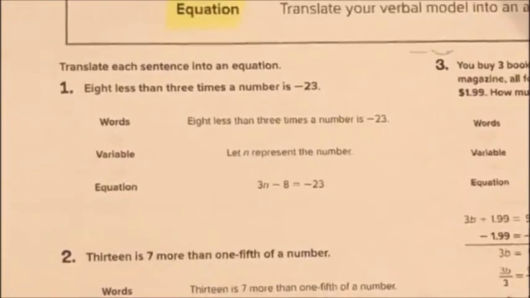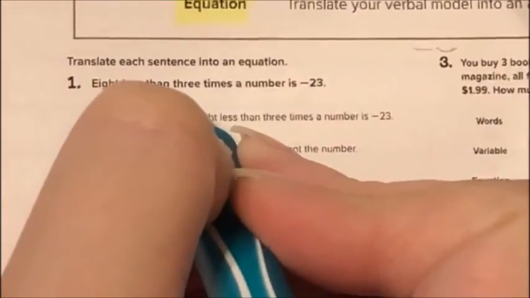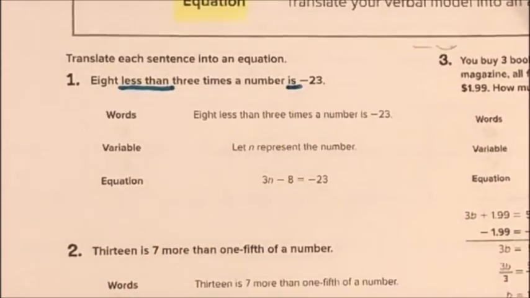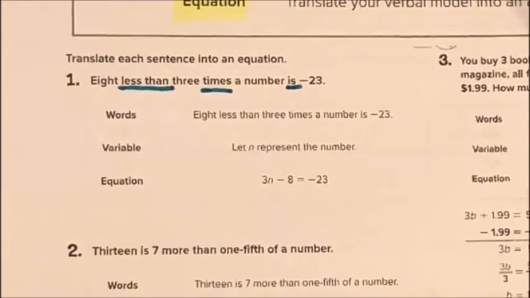Example number 1 says translate each sentence into an equation. 8 less than 3 times a number is negative 23. Okay? So there are a couple words that stand out to me. Less than, and is, and times. Those are the 3 words that stand out to me. Less than, so I'm subtracting somewhere. Times means I'm multiplying. Is means equals. So those are the words that I'm looking for.